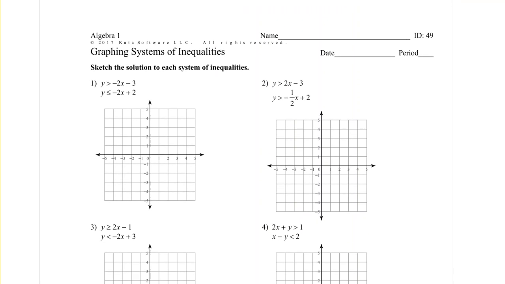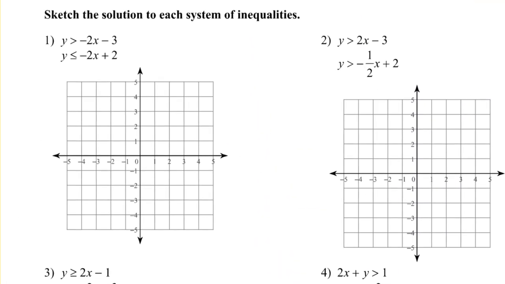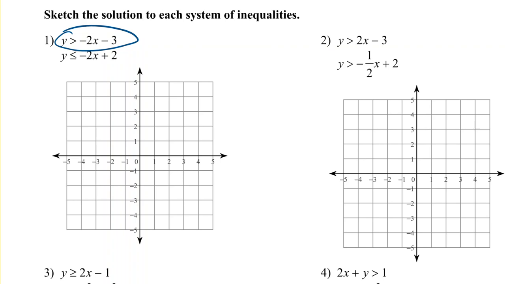Alright, graphing some more inequalities. The y-intercept is negative 3. Slope is negative 2. Don't have the equal sign, so it's a dashed line. We're eating the y, so we're going to shade the top. So I'll put a little arrow on the top.